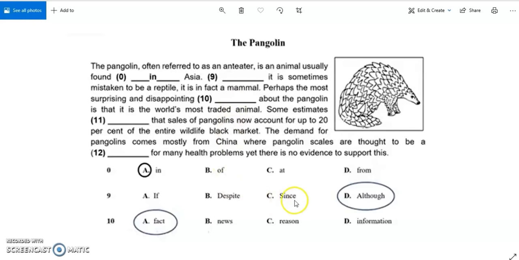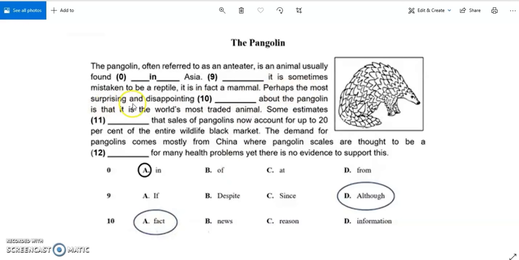Correct? Okay. Since it is sometimes mistaken to be a reptile, it is in fact a mammal. Does it sound right? No. Since it is sometimes, that means because it is sometimes mistaken to be a reptile, so it becomes a mammal. Does it sound right? Okay, no, right? Of course. All right. Number 10.